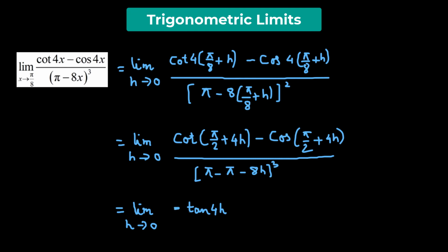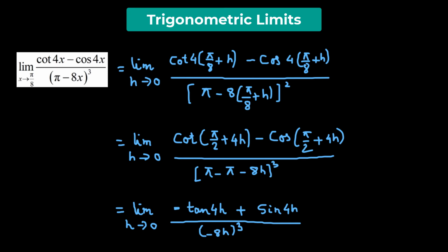So we are going to get a negative tangent of 4h. Then we have cosine of pi over 2 plus 4h. So that will give us sine of 4h. Then again, cosine function is negative in the second quadrant. So the result of cosine pi over 2 plus 4h is going to be negative sine of 4h. So we'll get a positive sine of 4h. Divided by, so we have negative 8, the pi and pi get cancelled. So we have negative 8h whole cubed.